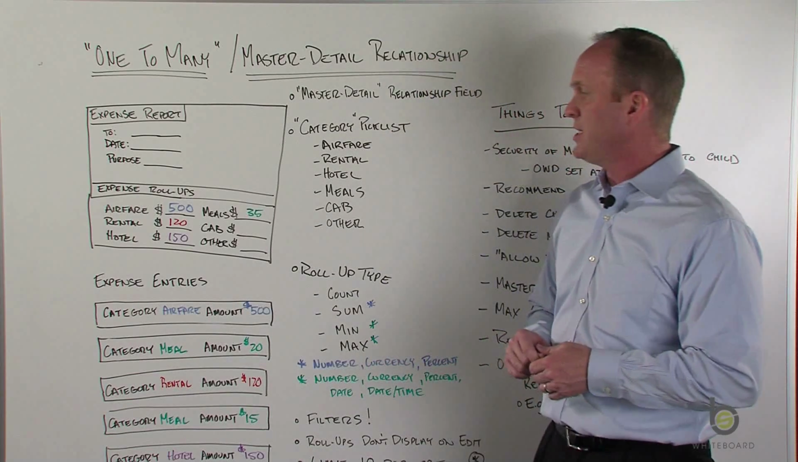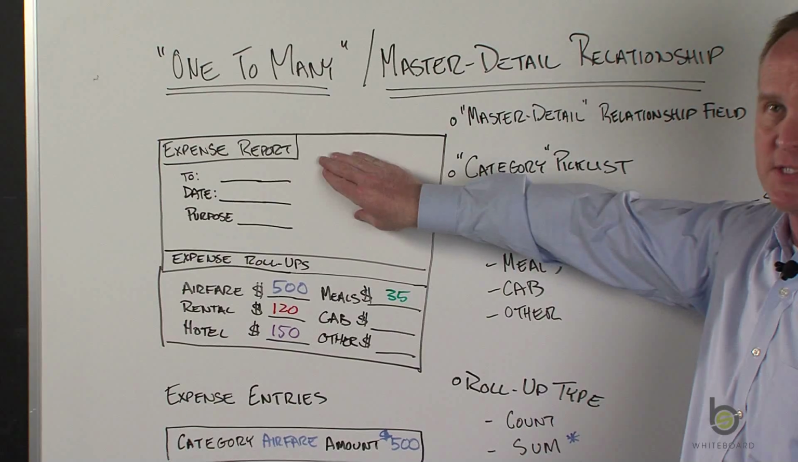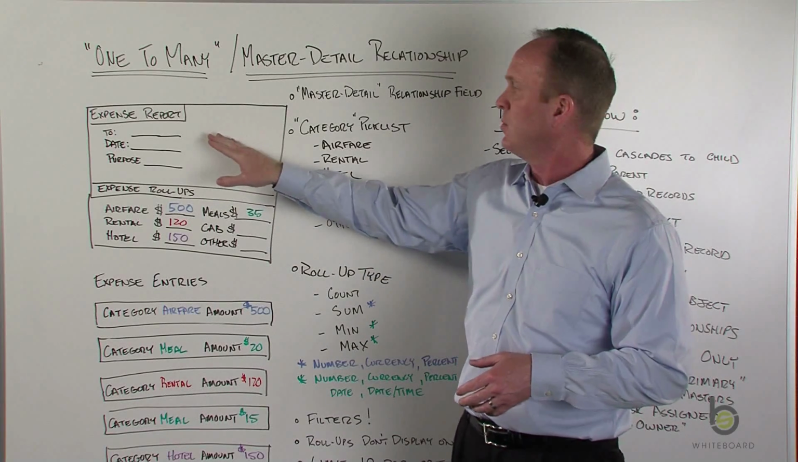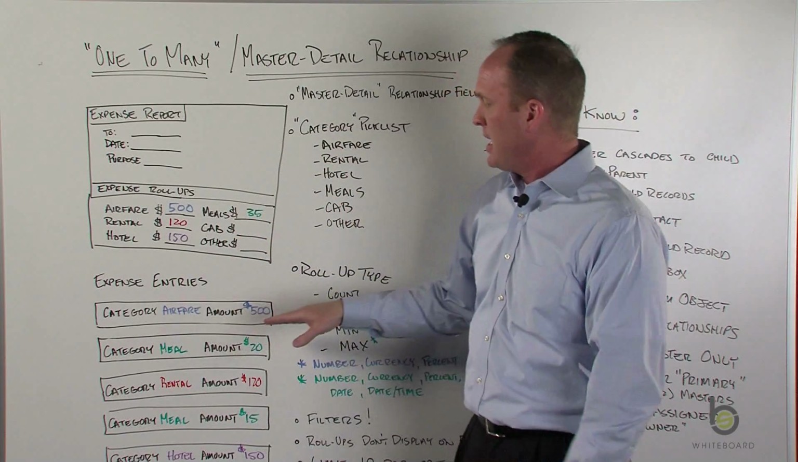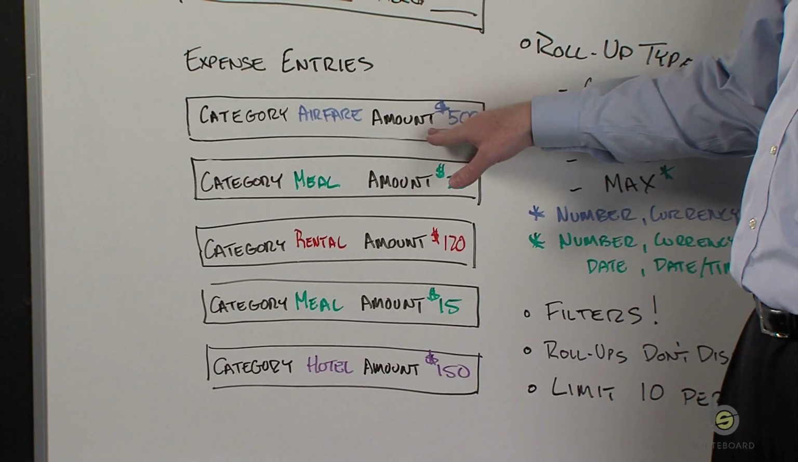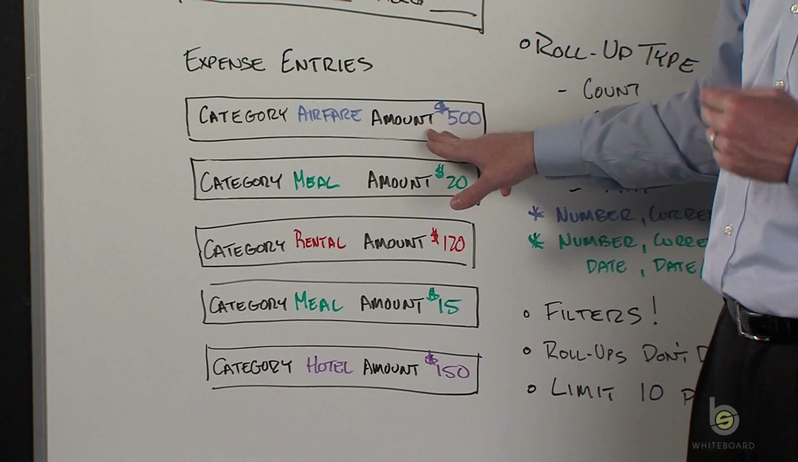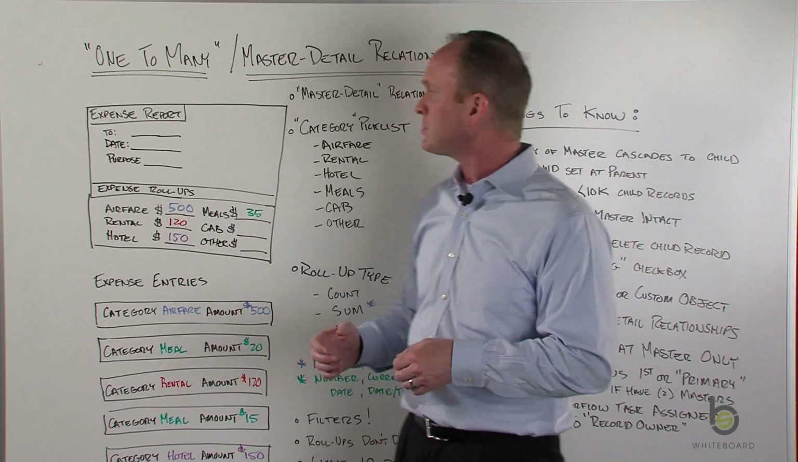So to set the stage, I've got two custom objects. I've got one custom object called an expense report. So it's going to have fields like who submitted the expense report, where did you travel to, the date of travel, purpose of the trip, and so on. And then I'm going to have another custom object for my expense report entries. And so these are going to be my receipts from the trip. So my airfare receipt, my rental car receipt, my meals, and so on.